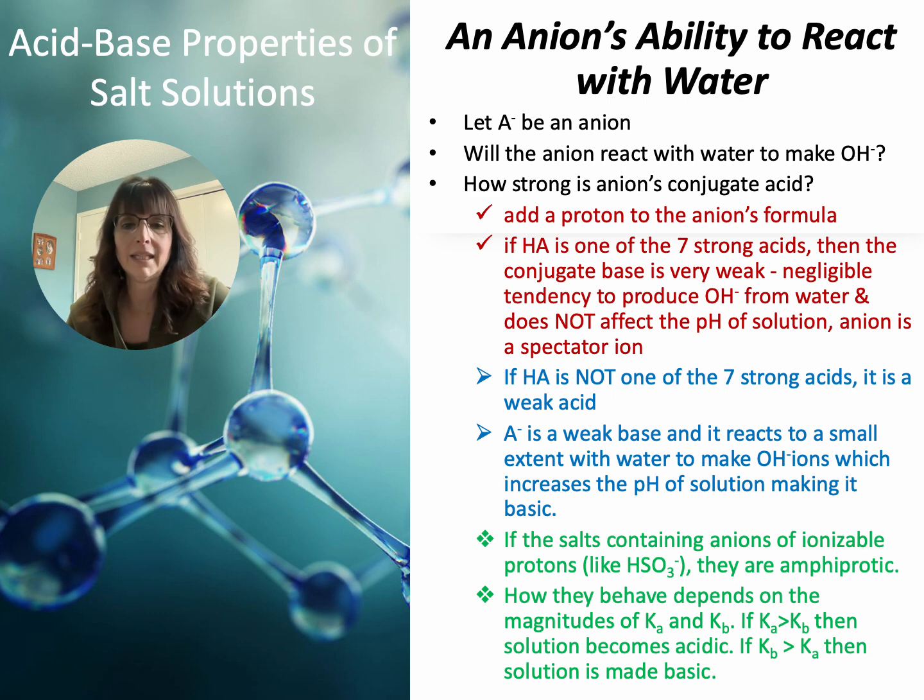So you think you're at the end, you think you figured out what the pH of the solution is. Not necessarily. If the salts contain anions with ionizable protons like HSO3 negative, well, they're amphiprotic. So you need to know that those can go either way. They might react basically, they might react acidically. Well, how they behave depends upon the magnitudes of Ka and Kb. So now you need to analyze those 2 values. If Ka is greater, it's going to become acidic. But if Kb is greater, it's going to become basic. So the point is, you have to do a little bit more detective work to figure things out.